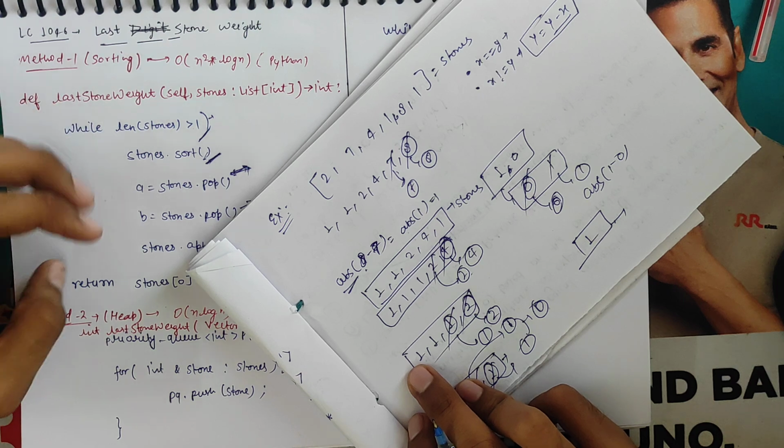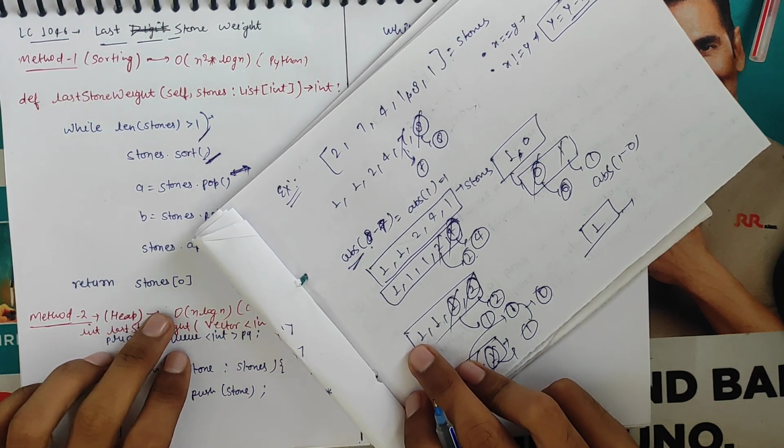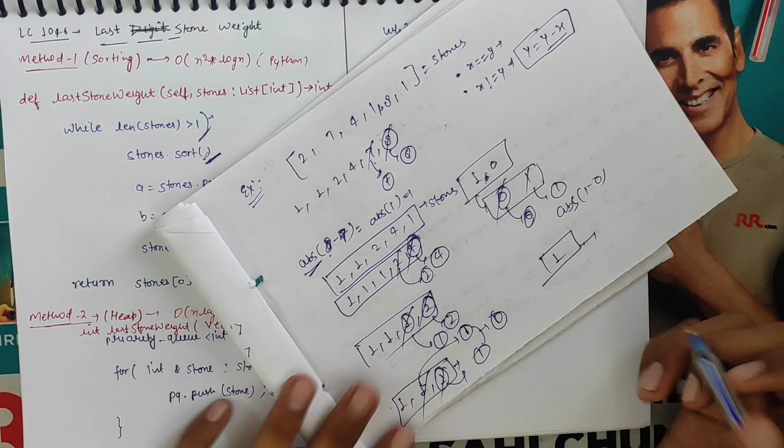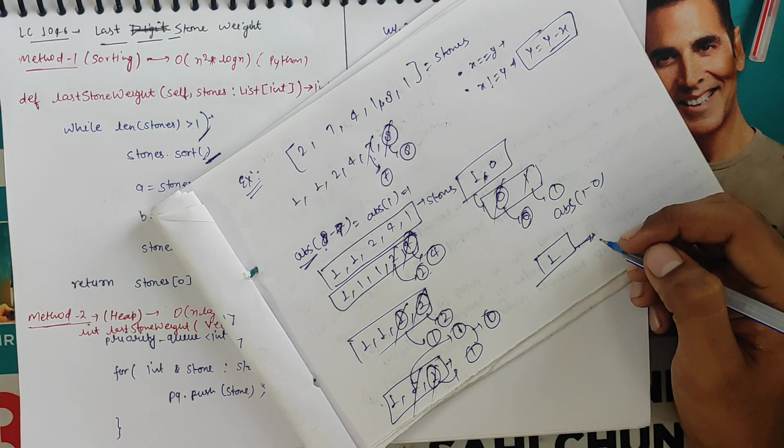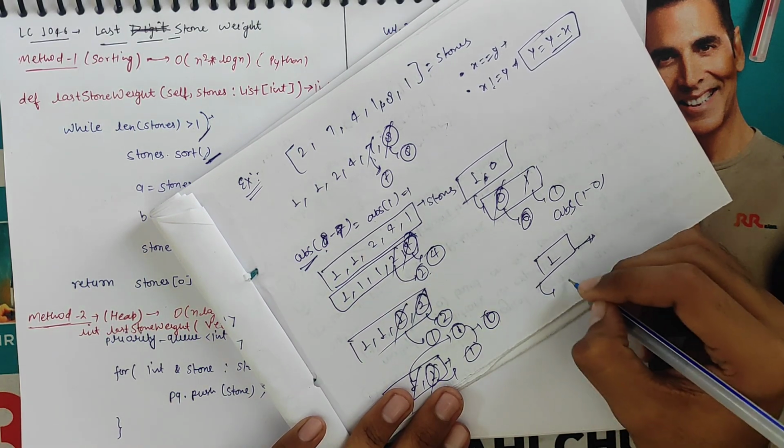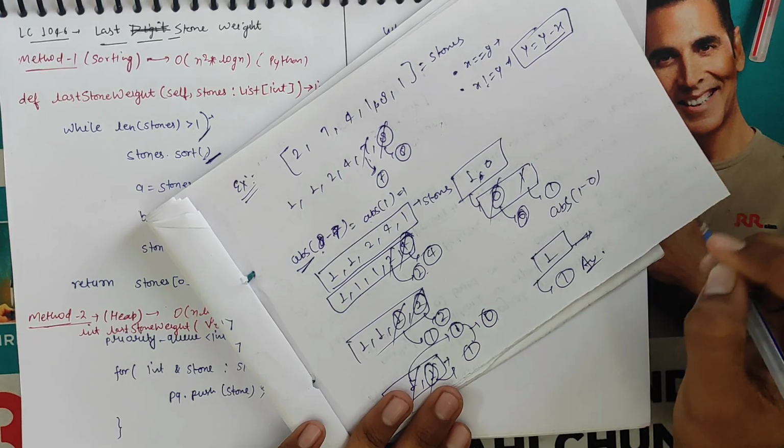So we return the element that is present at the 0th position. The array is of size one, so the 0th position will be the element that was already present in the array. So we return that element out. So our answer is 1.